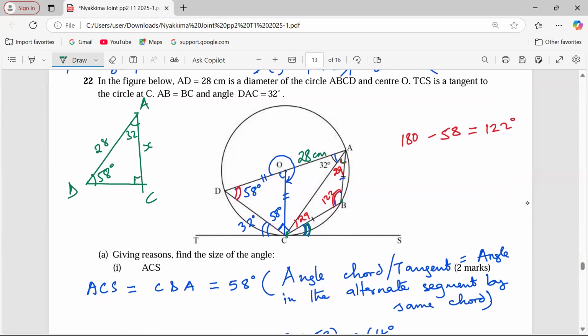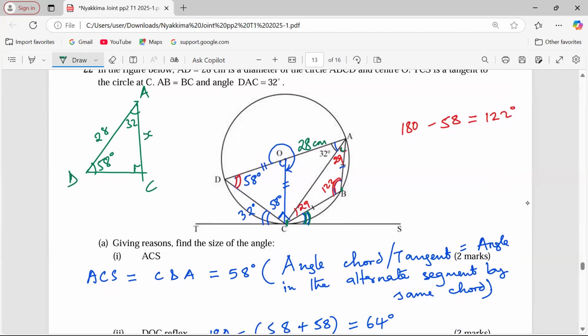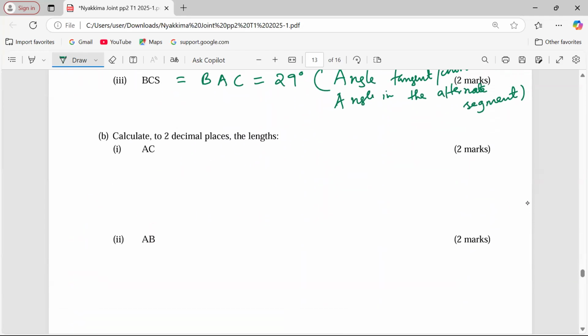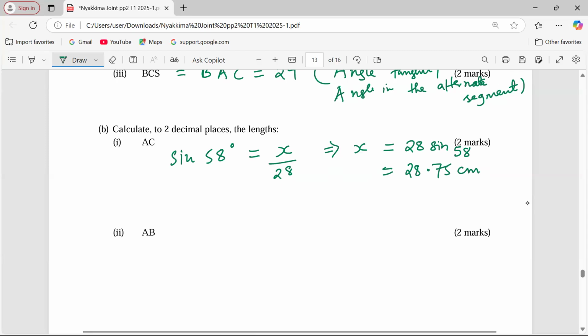So when we apply sine, we say sine 58 equals the opposite length out of the hypotenuse. That means for us to get the x, we need 28 sine 58. So 28 sine 58 gives us 23.75 centimeters. This one is to 2 decimal places.